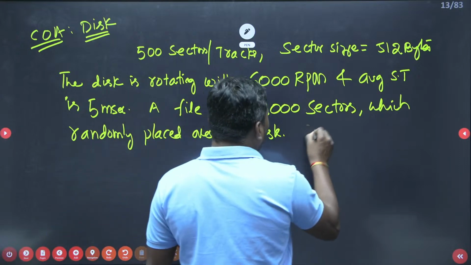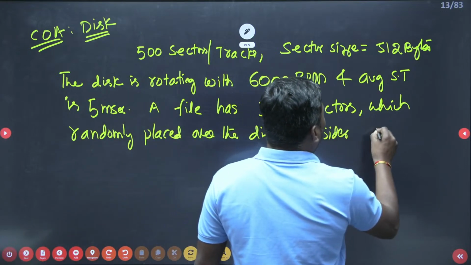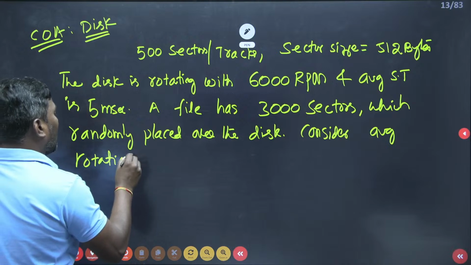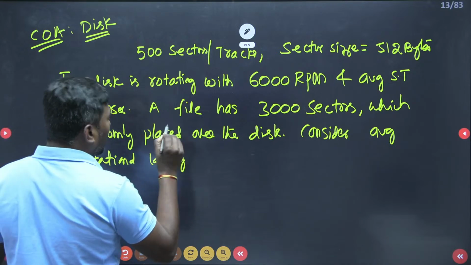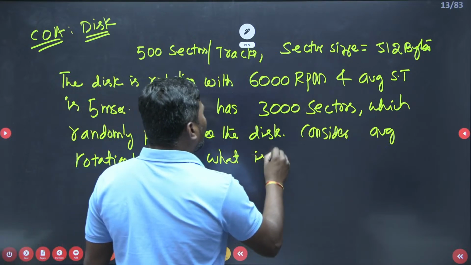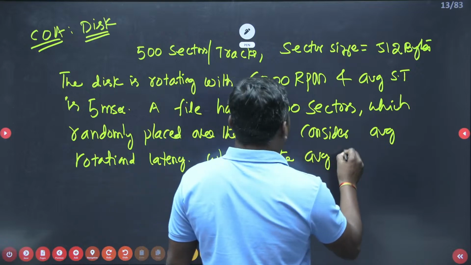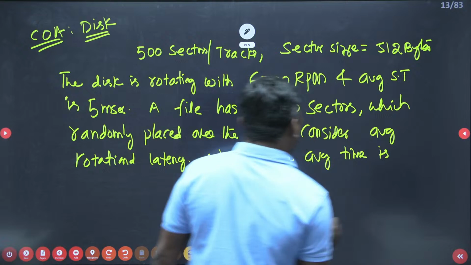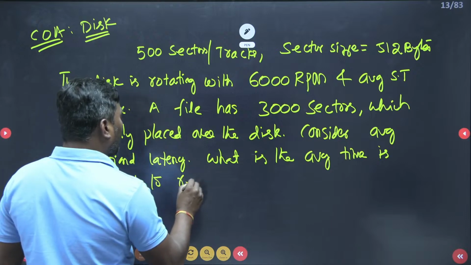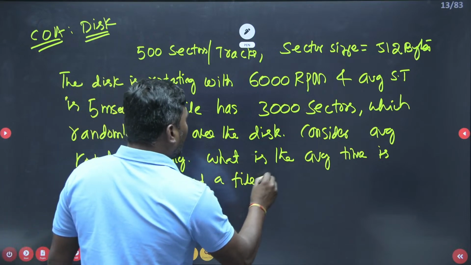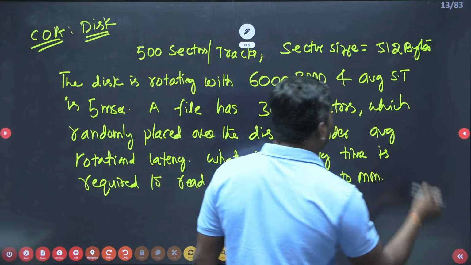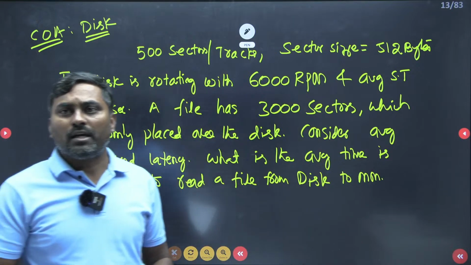Now they said to consider average rotational latency. This information is given. Now how much time? What is the average time required to read a file from disk to memory, disk to main memory? This type of question. Some data might be missing here and there, but ultimately it is the same question only.